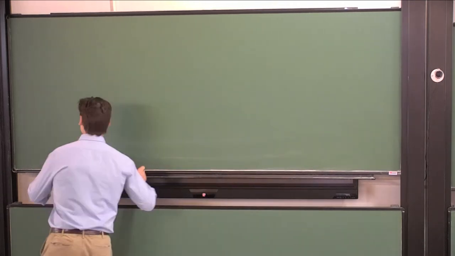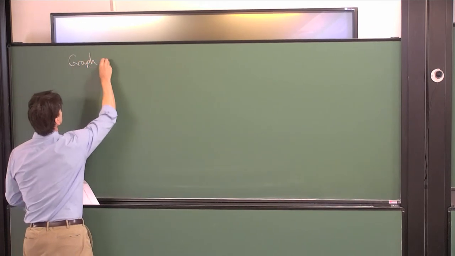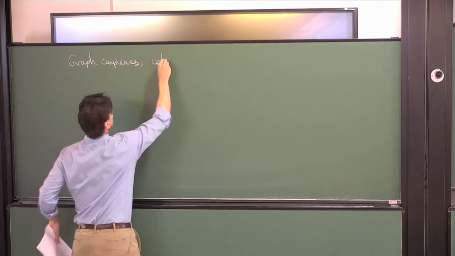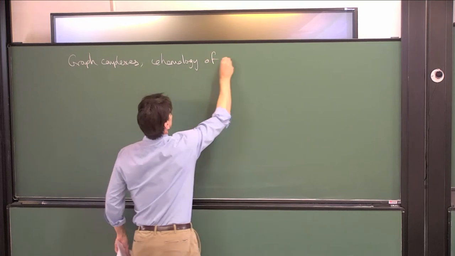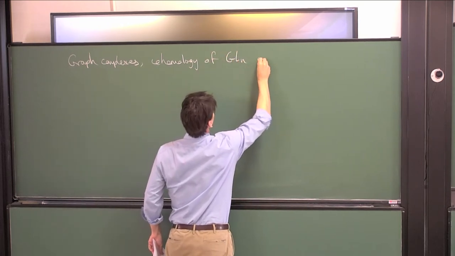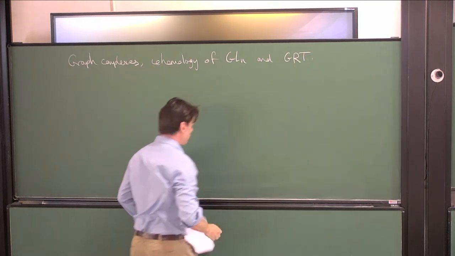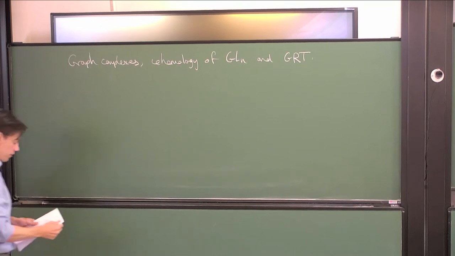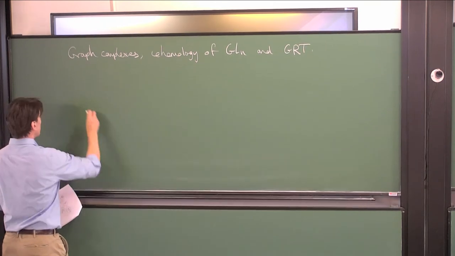The title of my talk is Graph Complexes, which relates three different things, but in reality, the purpose of my talk is to relate five different things. So here's a sort of overview of the topics I want to discuss.